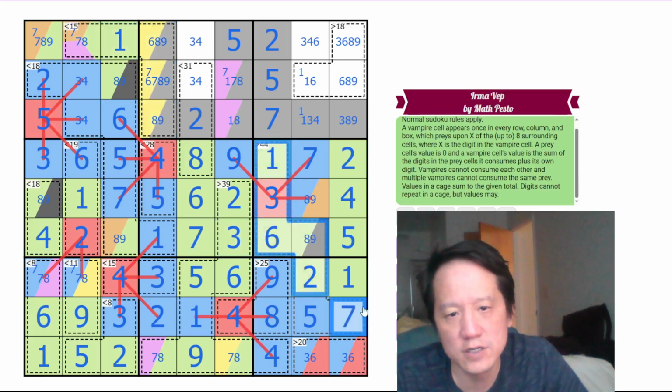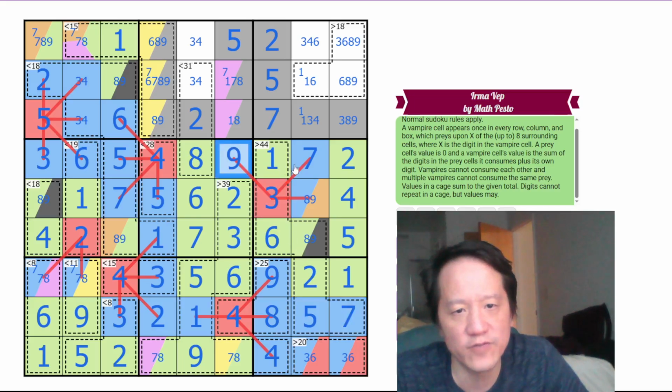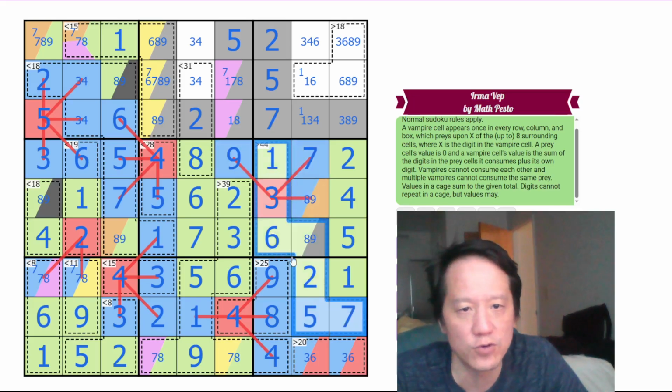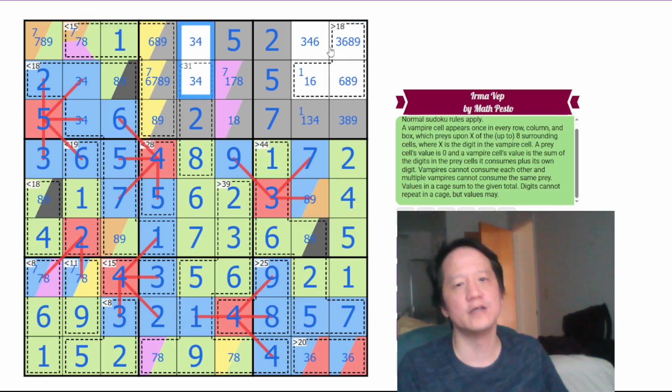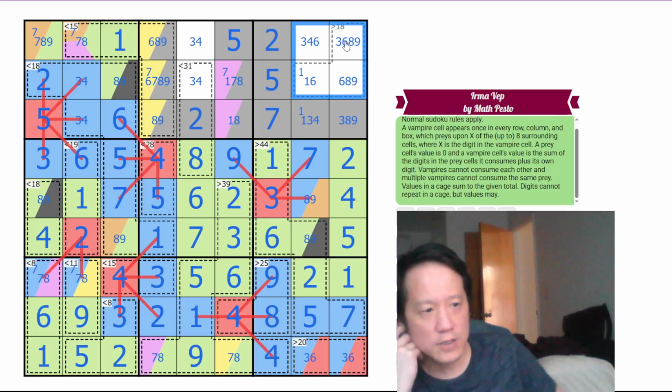This cage, the 5 and 7 are 0 in value. The 3 vampires off the 9, 7, and the other 8 are 9. So this is 1, 2, 3, 6, which is 12. Plus 7, 8, 9, which is 24. 12 plus 24 is 36. Plus 9 is 45, which is greater than 44. So we just have to figure out this vampire and this vampire here.